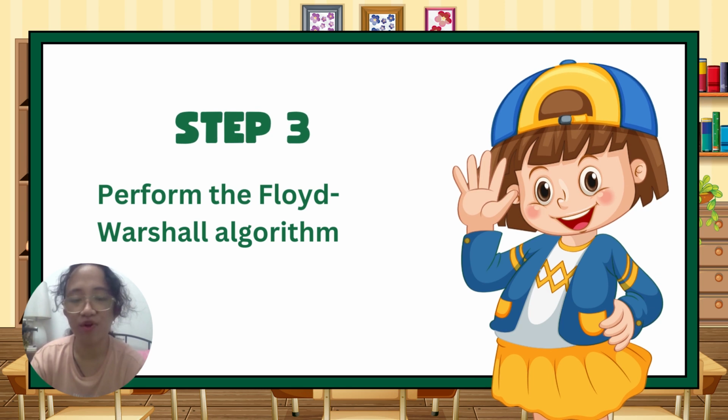Now, let us perform the Floyd Warshall algorithm. Let us always remember that for each vertex k in the graph, for each vertex i in the graph, for each vertex j in the graph, if dij is greater than dik plus dkj, update dij with the new shorter distance dik plus dkj.